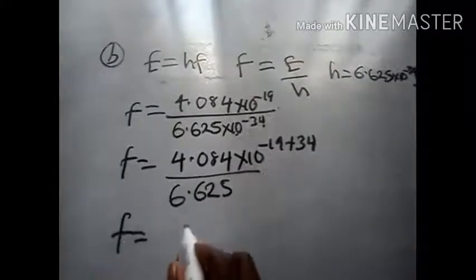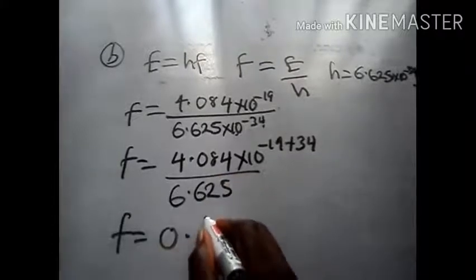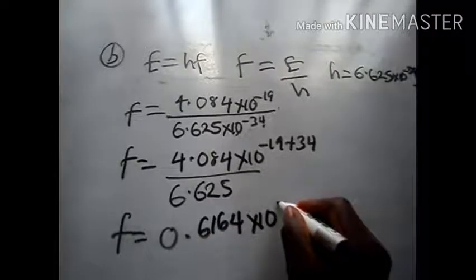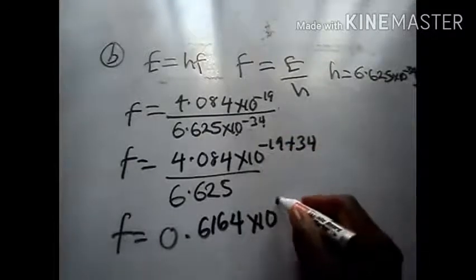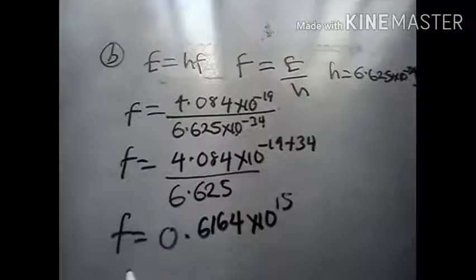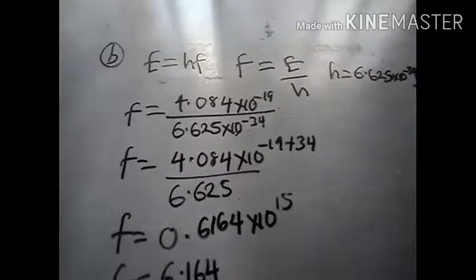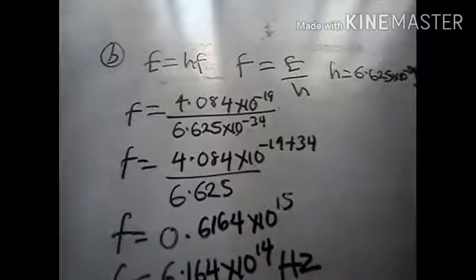Now, by the time you punch your calculator, you get 0.6164 times 10 raised to power, minus 19 plus 34, you have 15. So now you can have your frequency as 6.164 times 10 raised to power 14 hertz. So that's your frequency. Now let's do the C part of the question.